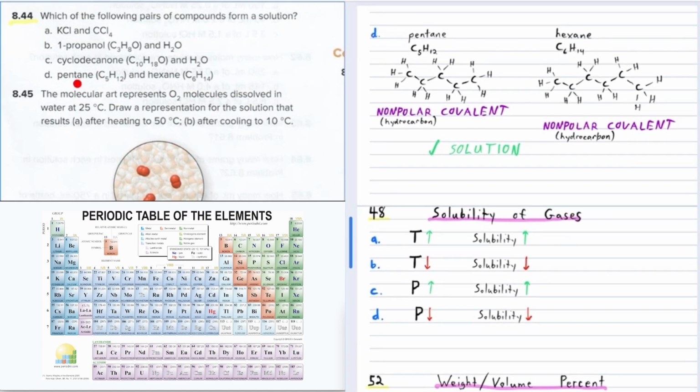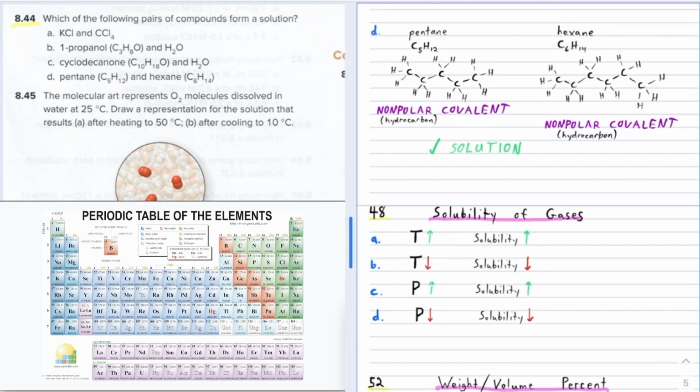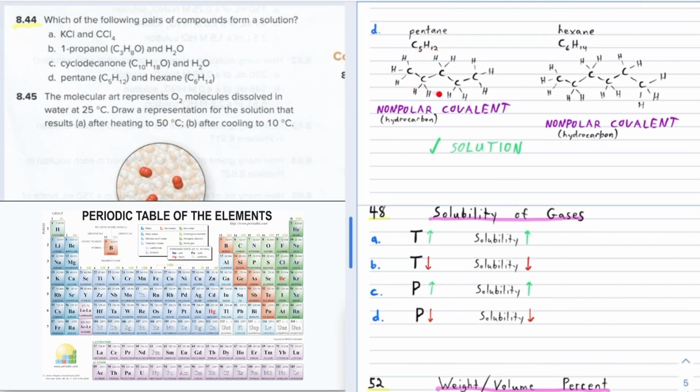You got pentane and hexane. These are both hydrocarbons. Pentane, here's its structure, and hexane, here's its structure, a little bit longer. But you should get this right away. They're both hydrocarbons. They're both going to be nonpolar, and they will mix together, like dissolves like. It will form a solution.